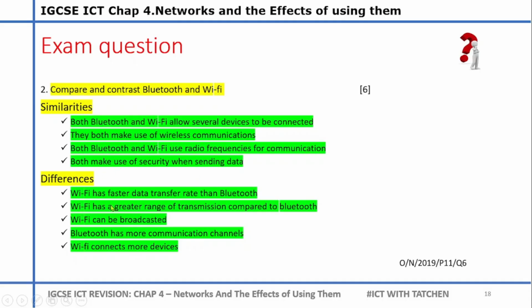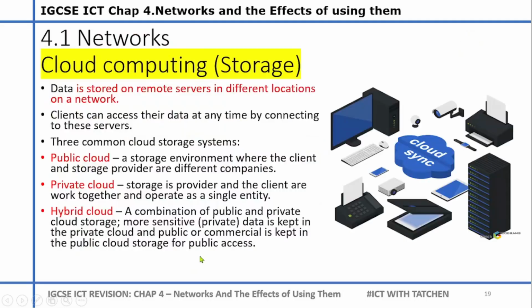Then differences: Wi-Fi has a faster data transfer rate than Bluetooth, that clearly we saw. Wi-Fi has a greater range of transmission compared to Bluetooth. And then Wi-Fi can be broadcasted. Bluetooth has more communication channels. Wi-Fi connects more devices. So we saw that Wi-Fi can connect multiple devices, while Bluetooth is limited to only about 8 devices. So that's also a difference.